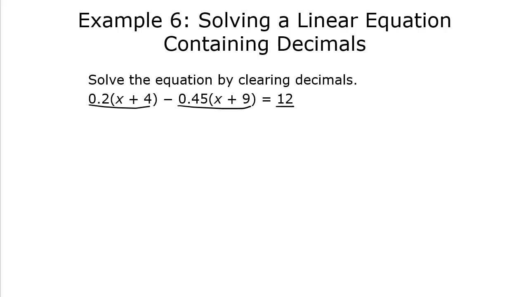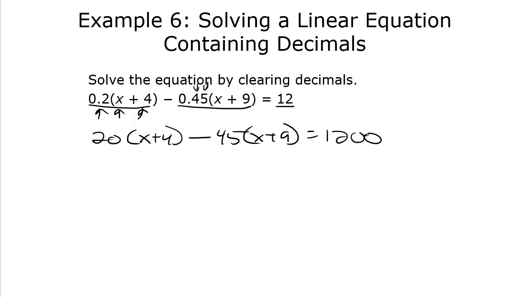So if I multiply everything through by 100, right, because I have 2 decimal places, you only multiply each term. You don't multiply all 3 of these things. You just multiply the blob once and the blob once. And since you've got a number on the outside, you go ahead and multiply the number on the outside by that constant, in this case 100. So if I hit this by 100, it becomes 20 times x plus 4 minus 45 times x plus 9, and then equals 1200. Now you can distribute 20x plus 80.